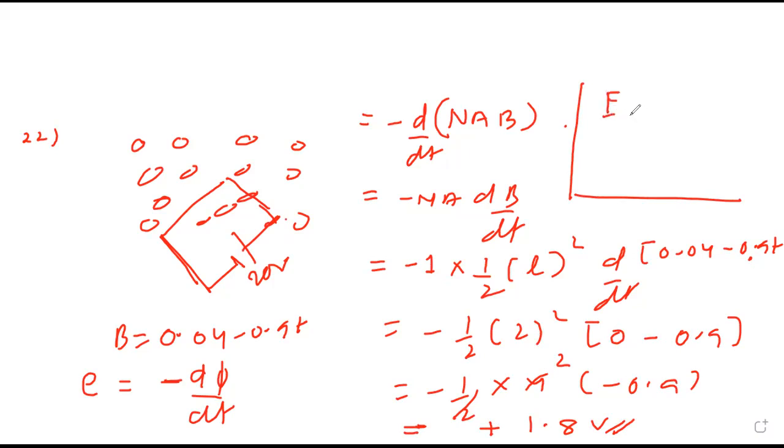So E total is EMF plus induced, because both are positive. So 20 plus 1.8 is 21.8. Current will move in anti-clockwise, same as original. Check this option: 21.8 and in the same direction, that is anti-clockwise. Option D.